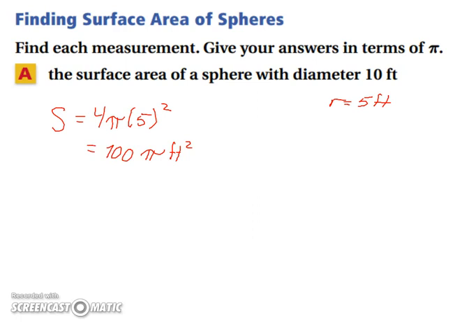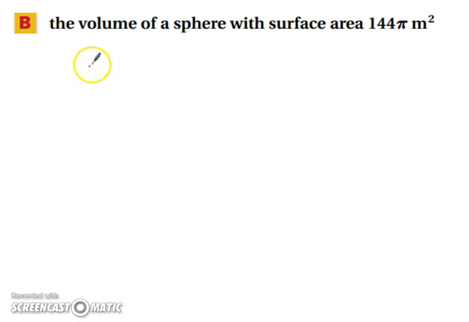Alright, well, let's try this next one. The volume of a sphere with surface area 144 pi. So it's asking for the volume but giving us the surface area. This means we want to find what r is, what our radius is. So surface area, 144 pi, equals 4 pi r squared. So we want to solve for r. 144 pi divided by 4 pi is going to give you 36. So 36 equals r squared. Take the square root of both sides, and our radius is 6.